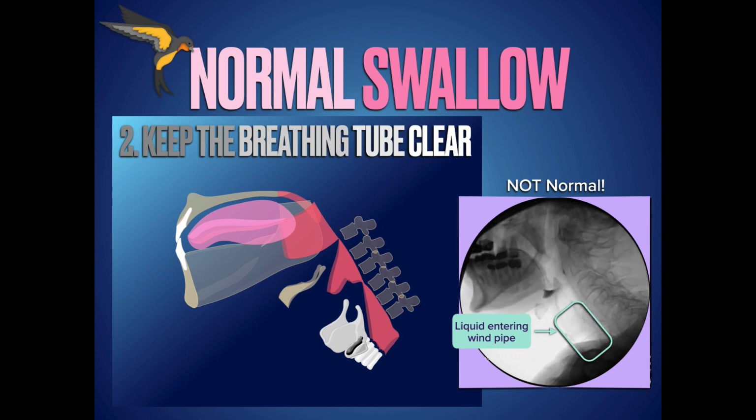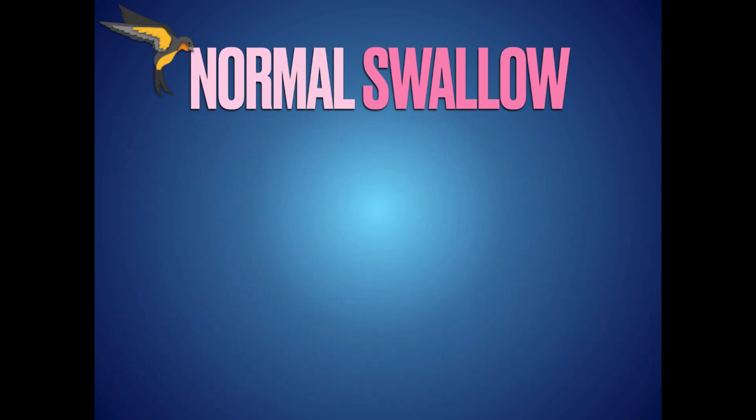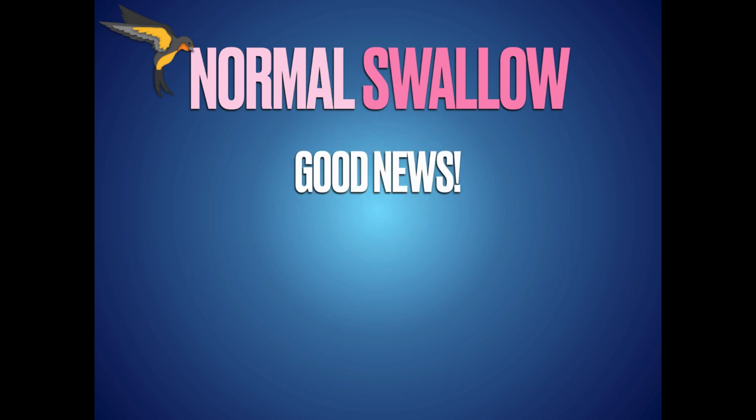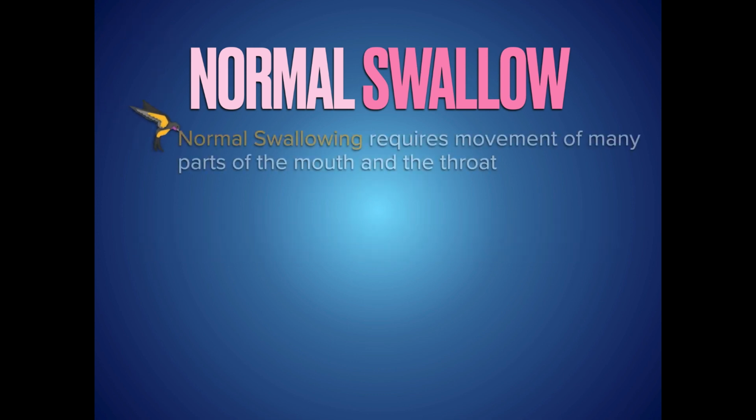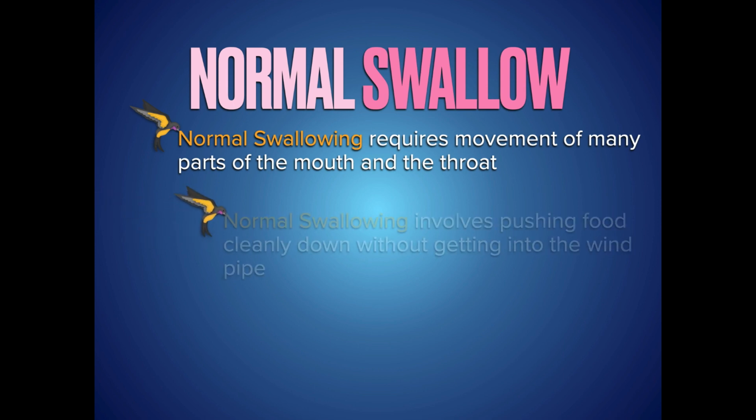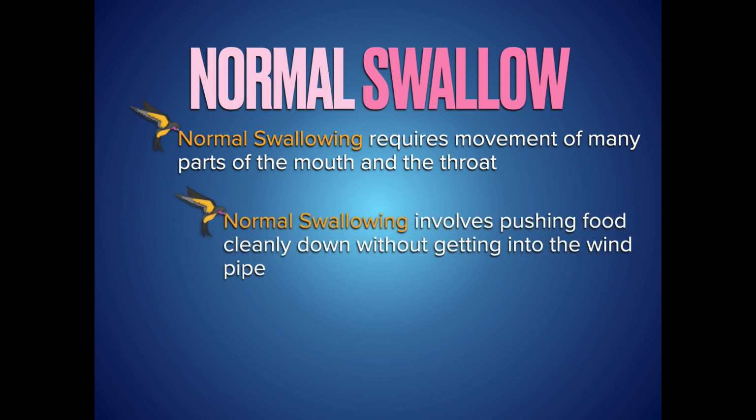Although normal swallowing can sometimes leave residue behind or have food or liquid enter the trachea, generally it's rare. But the good news is that normal swallowing is automatic, so you don't have to think about how to make it work properly. Normal swallowing requires movement of many parts of the mouth and the throat. Normal swallowing involves pushing food cleanly down without getting into the windpipe. And normal swallowing is automatic.